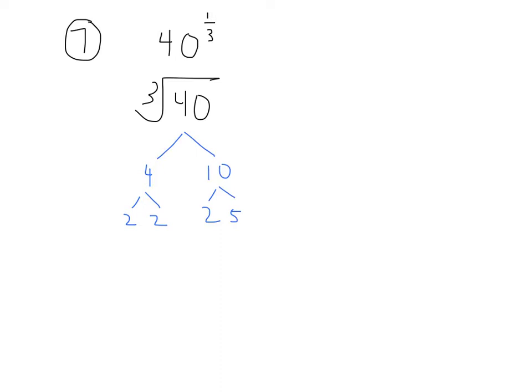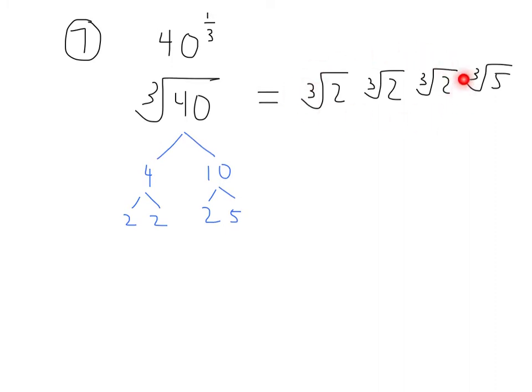So what does this mean? This means that the cube root of 40 is the same thing as the cube root of 2 times the cube root of 2 times the cube root of 2 times the cube root of 5. Right here, there are 3 of these factors of the cube root of 2. By definition, cube root of 2 times cube root of 2 times cube root of 2 is just 2. So this would be 2 times the cube root of 5. That's the answer right there.